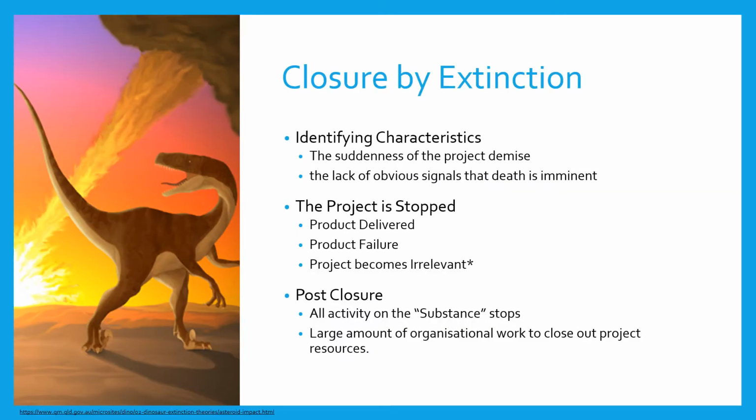The first type of closure is closure by extinction. With this type of closure, there are two primary identifying characteristics: the suddenness of the project demise, it ends without notice, and the lack of obvious signals that the death of the project is imminent. When a project is stopped by closure by extinction, this could be due to the project being delivered, the project potentially failing, or maybe the project becoming totally irrelevant. Post-closure, all activity on the substance of the project stops, though a large amount of work in the organizational department still has to be done to close out project resources and reallocate personnel.